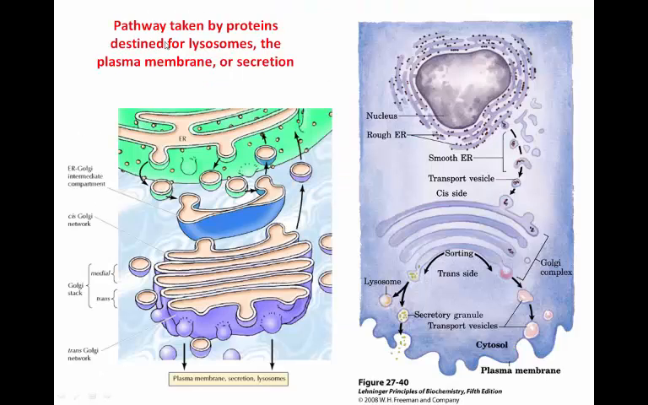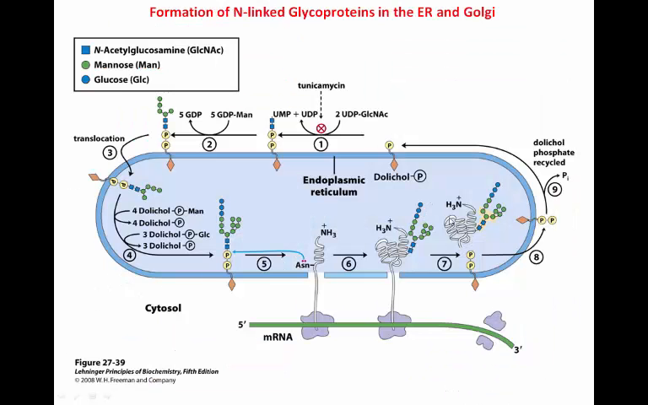Pathway taken by proteins destined for lysosomes, the plasma membrane, or secretion. So here's our rough endoplasmic reticulum. You can see the ribosomes, and then we make transport vesicles. So we pinch off transport vesicles from the endoplasmic reticulum, and they fuse with the Golgi apparatus. So this protein that we made, it's going to the Golgi apparatus in a vesicle.